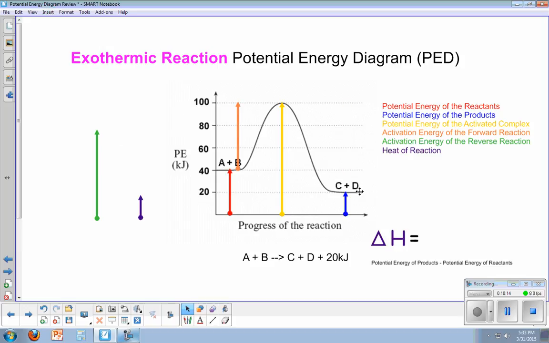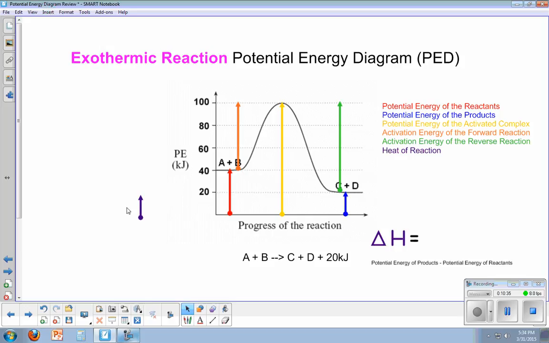For the reverse reaction, CD forming AB, now I'm starting with 20 kilojoules in my reactants, and I need to get up to 100. So I need to actually gain 80 kilojoules. So you can see here that the reverse actually requires more energy than the forward, which is opposite of what we saw with the endothermic diagram.